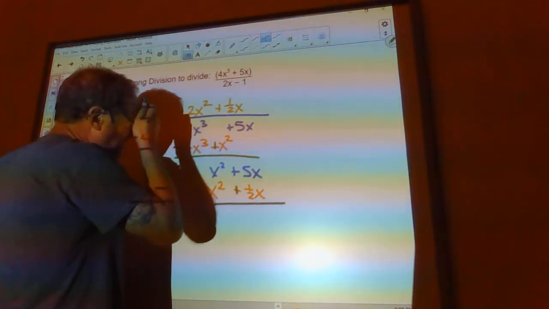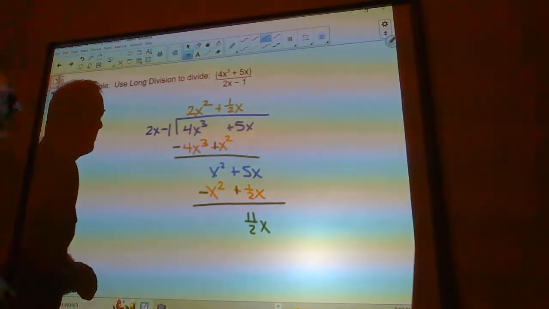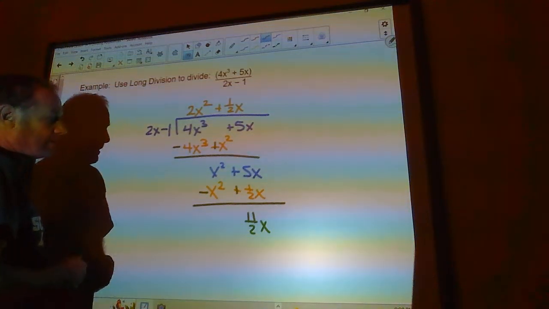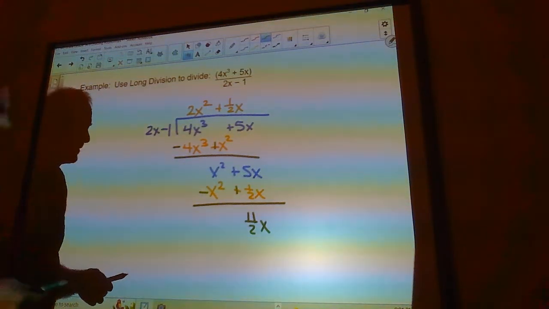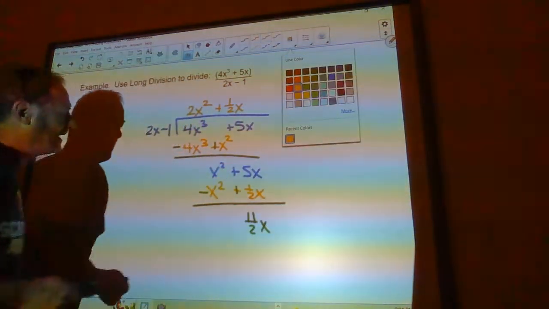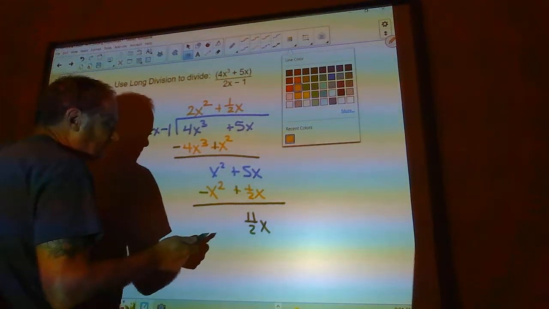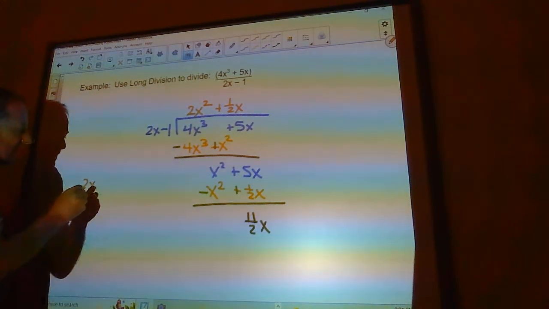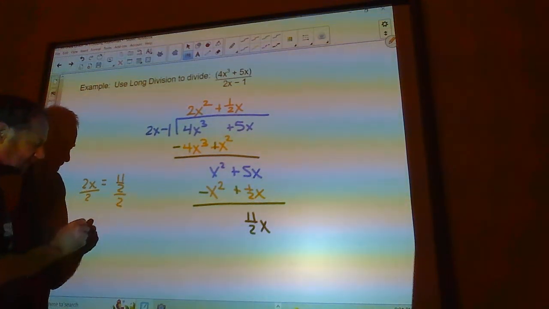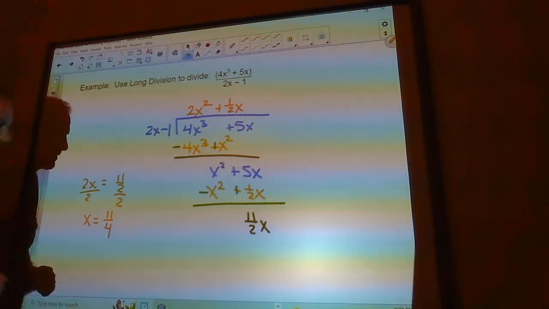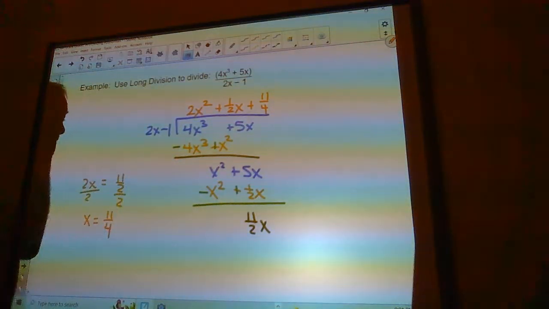So let's make that 11/2 x. And now, I got to ask myself, okay, what do I got to multiply 2 by to get 11/2 x? Okay, so that's a little bit tricky. You got to figure that out. So 2 times x is going to equal 11/2. So I would divide that by 2. So that would be 11/4. Okay, so I'm going to go plus 11/4 right here.